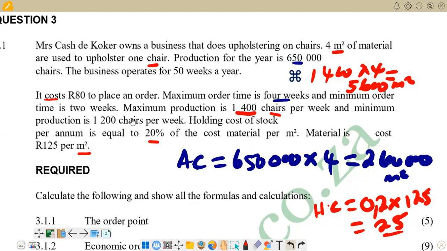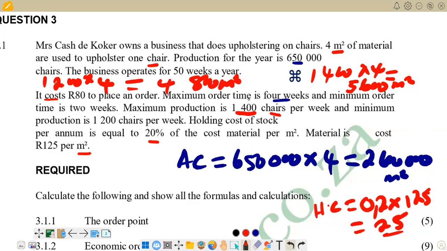1,200 representing our chairs. So the minimum usage now, this one is given in terms of chairs. So we need to convert it to meter squared. And we are told that 4 meters squared of material represent 1 chair. So for 1,200, we multiply by 4 to get the total meter squared. So if you multiply, you're going to get 4,800 meter squared. So this is our minimum usage.